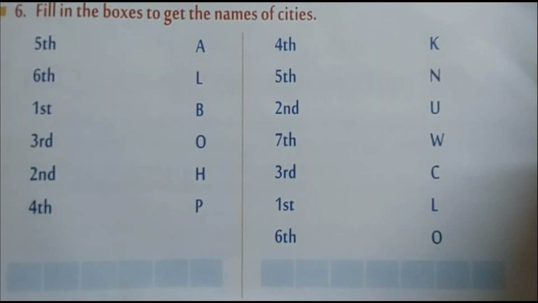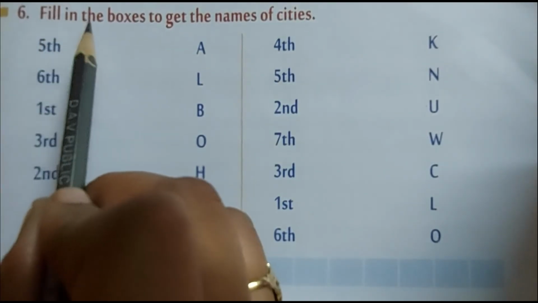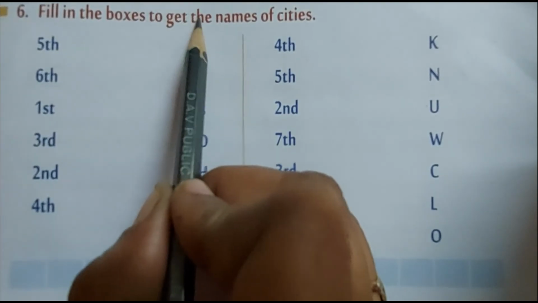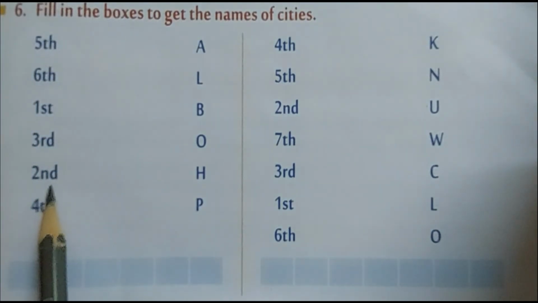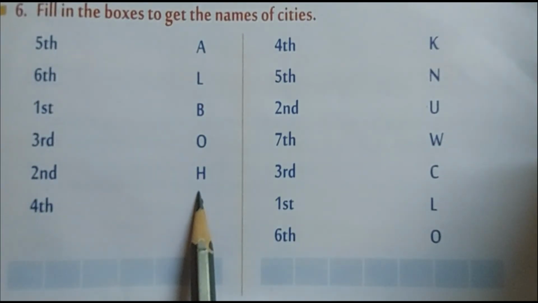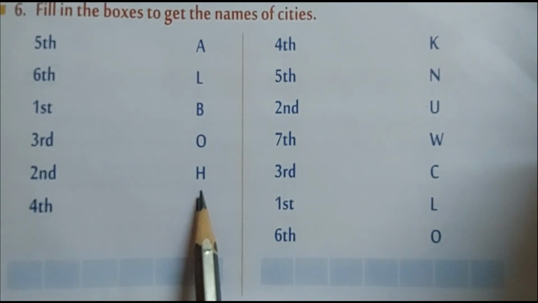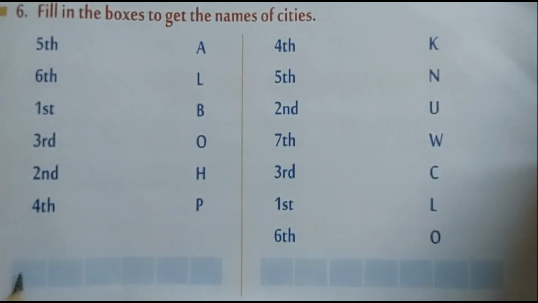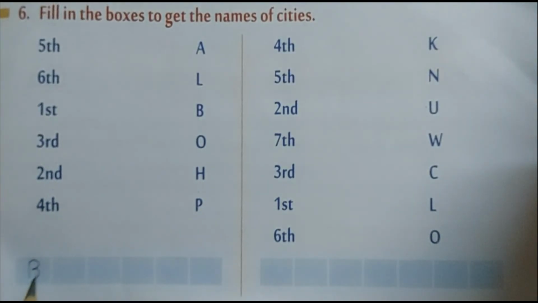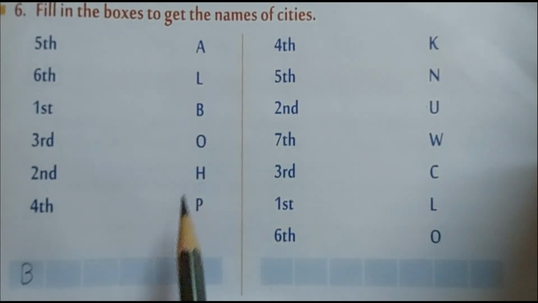All of you open page number 29, children. Read the heading. Fill in the boxes to get the names of cities. Here they have given the position of these letters. We have to arrange these letters according to their position. First one is B. Here we have to write B. What is the second letter? H.